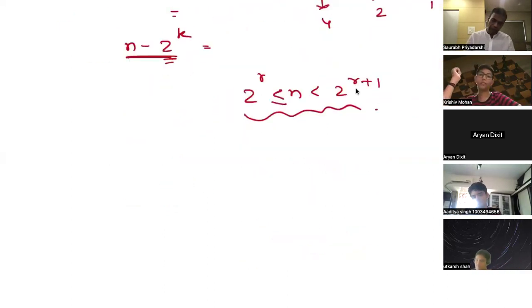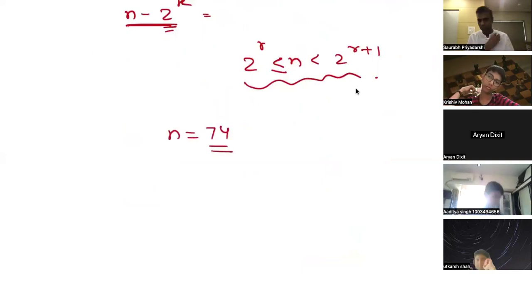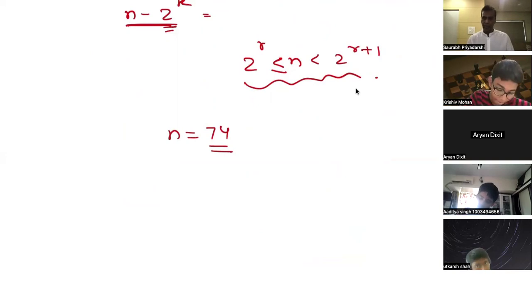So if we have to write the number n equal to 74 as a sum of powers of 2, do it fast. I'm not giving you binary or something, I'm just showing you that any number n I can represent as a sum of powers of 2.